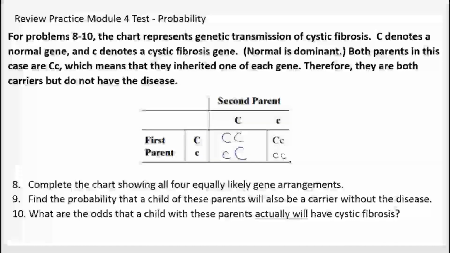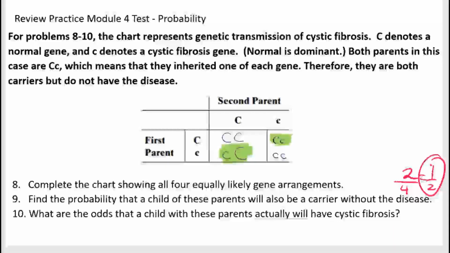Question 9, find the probability that a child of these parents will also be a carrier without the disease. So let's highlight a carrier without the disease. So remember, a carrier without the disease is just like the parents. So you have a capital C and a lower c. That happens in this situation and in this situation. Okay, so notice there are 2 of them. The one I didn't highlight, the capital C, that's a normal child that's not a carrier. Lower c, that's a cystic fibrosis situation there. So the only 2 that meet the criteria for number 9, again, the 2 that I have highlighted, and that is 2 outcomes out of the 4, which reduces to 1/2. So that would be the answer to number 9, is 1/2.